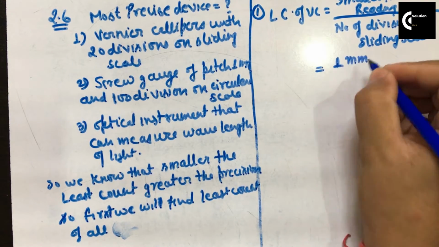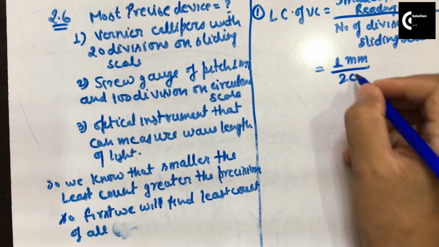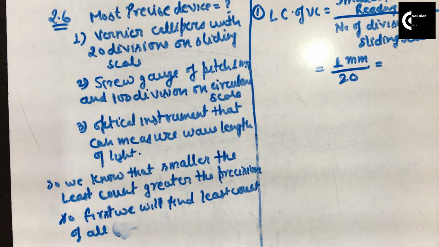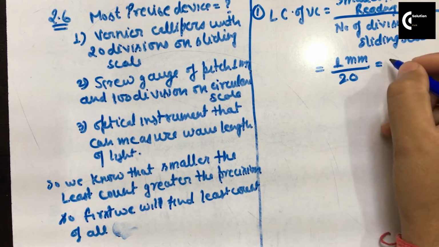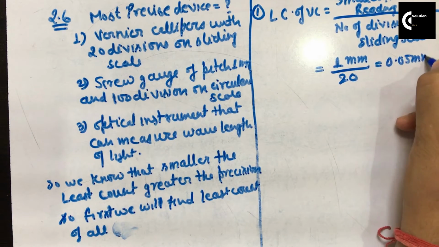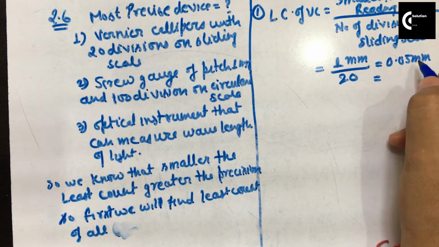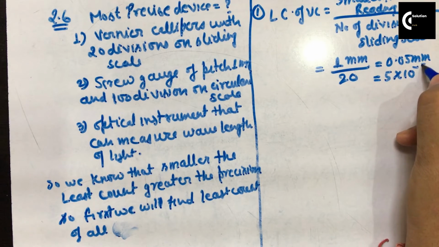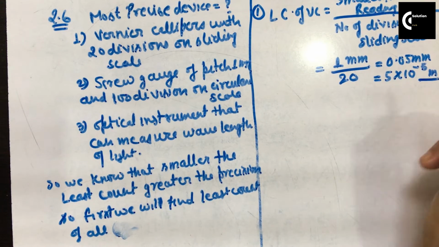After putting the values, 1 mm is the minimum scale reading of the main scale and 20 is the number of sliding scale divisions, which is mentioned in the specification. After calculation it comes to 0.05 mm. We will convert this into meters: 5 into 10 to the power minus 5 meter. So this is the least count of the vernier calipers.